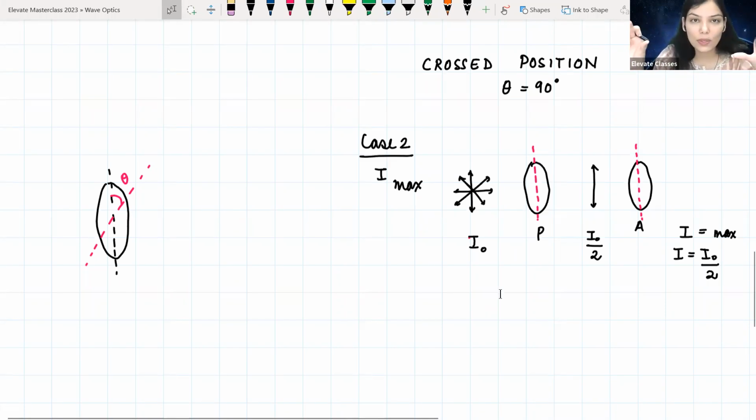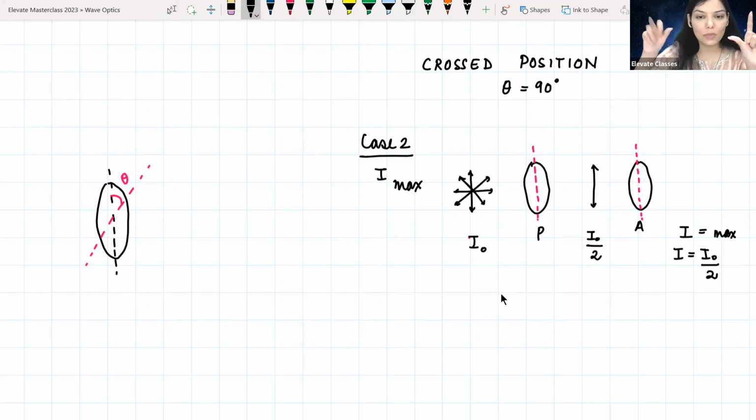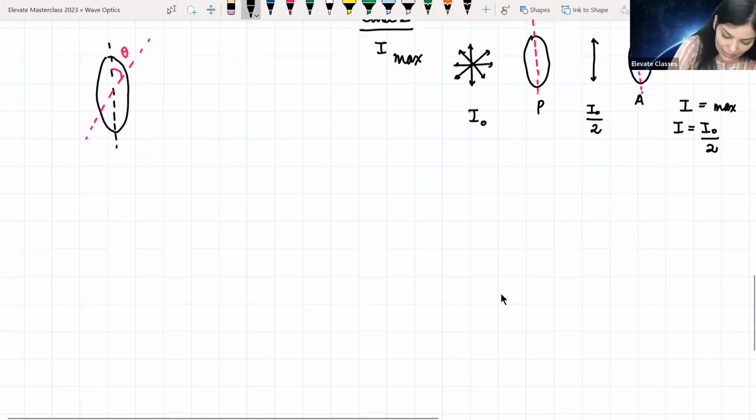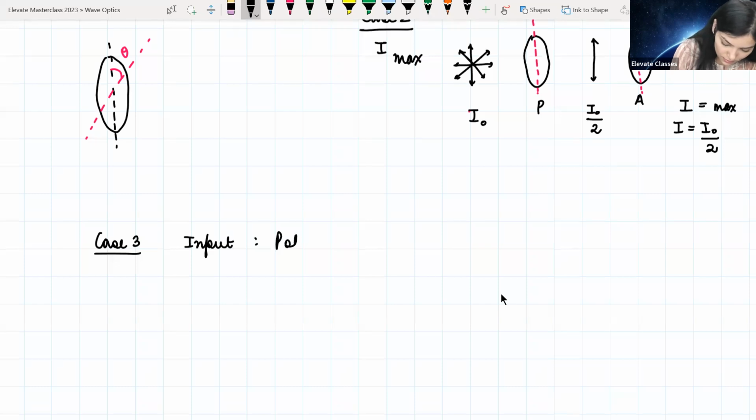अगर डायग्राम बना है क्वेश्चन में, तो डायग्राम में look at the input. If the input looks something like this, that all the angles, all the vibrations are shown, that means it's a natural light. Simply reduce the intensity to half and make the polarization parallel to the axis of the polarizer, simply. But if, my case 3 can be that the input is a polarized light. So let us say P state mein some light is falling.